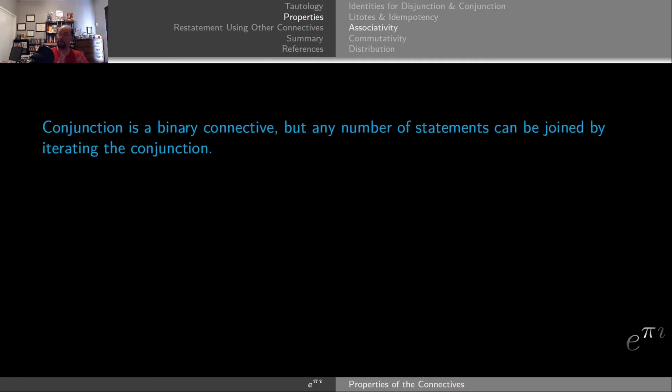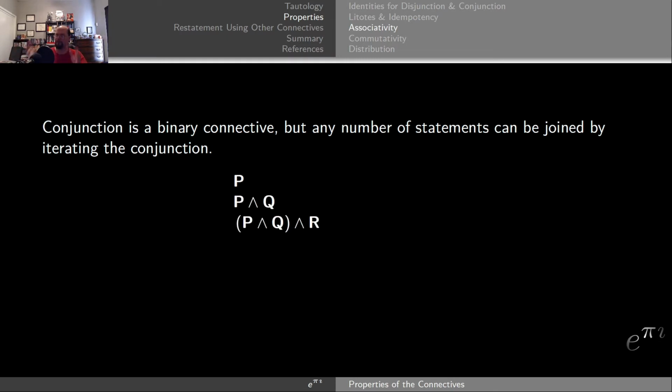Now, the conjunction is a binary connective. That is, it takes two statements and glues them together. But any number of statements can be joined by iterating the conjunction upon itself. For instance, I could start with P. I could then conjunction on the right by Q. I could then wrap that in parentheses and conjunction on the right by R. I could wrap that in parentheses and conjunction again, and basically make this chain of conjunctions in ever-expanding parentheses.